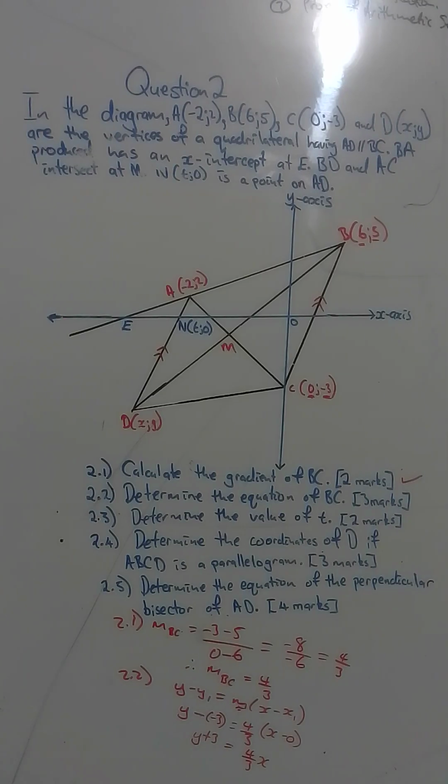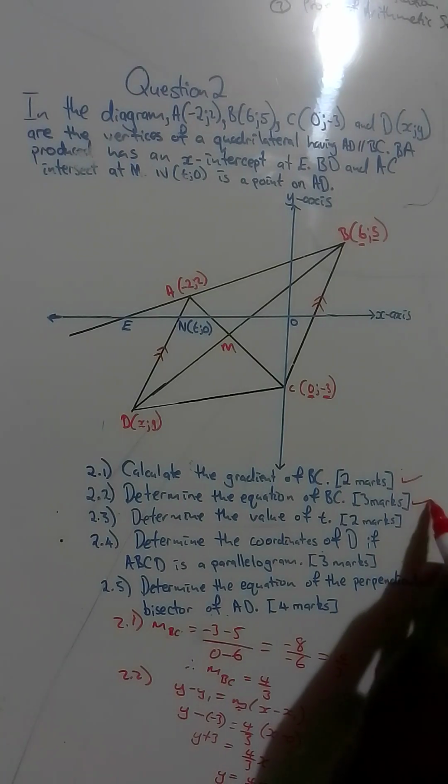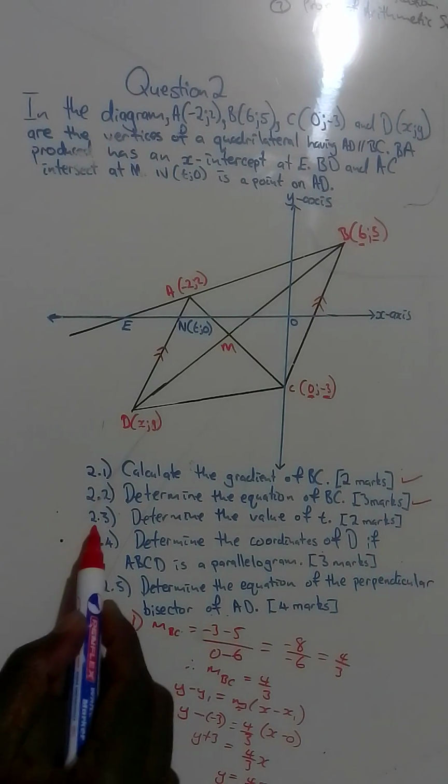Now, what should I do? I should now translate this particular 3. So when I translate the 3, I'm going to have y is equal to 4 over 3 x. It was a positive 3, now I've got a -3. And this is the equation of line BC. 3 marks, done.